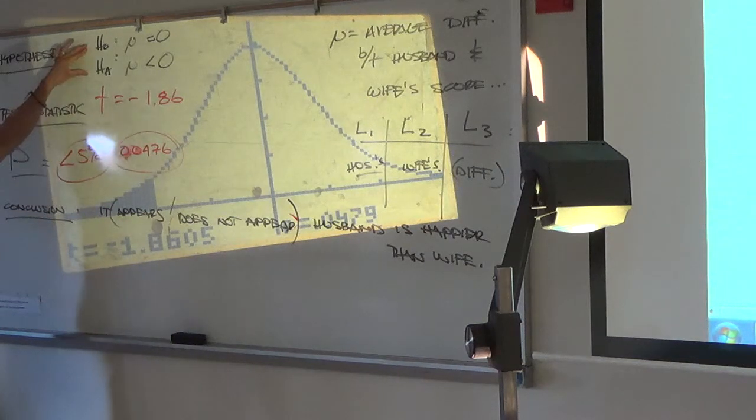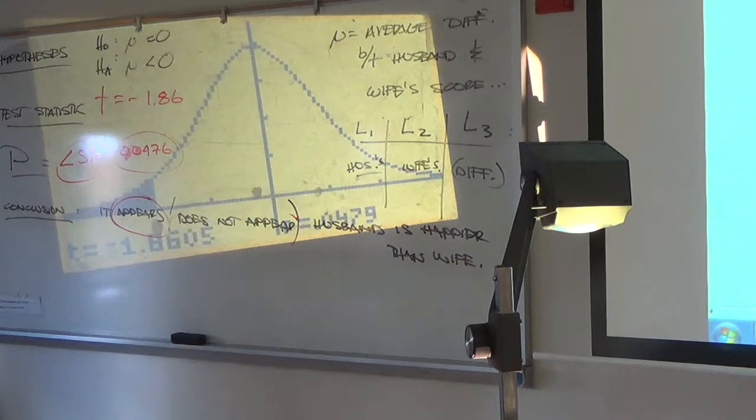Which means which of these two do we believe up here? That one. Which means it appears the husbands are happier than the wives, even when including the wide margin of error. Even when including the wide margin of error in the data, the husbands are happier than the wives.